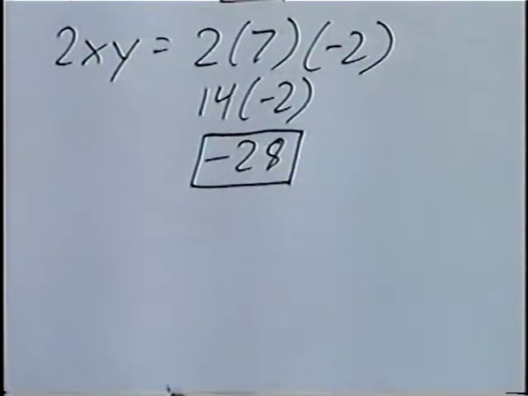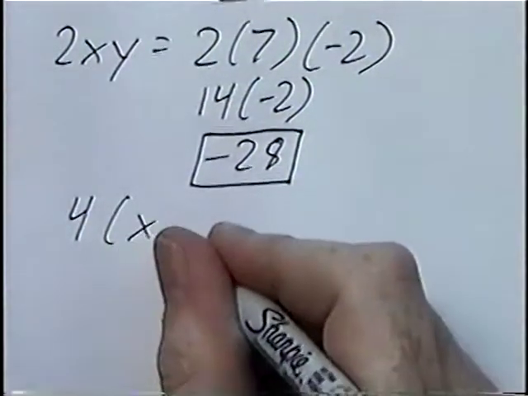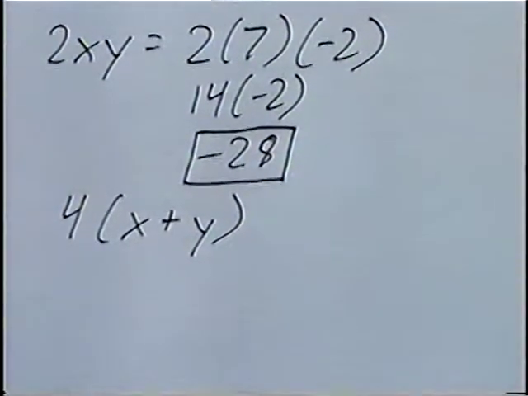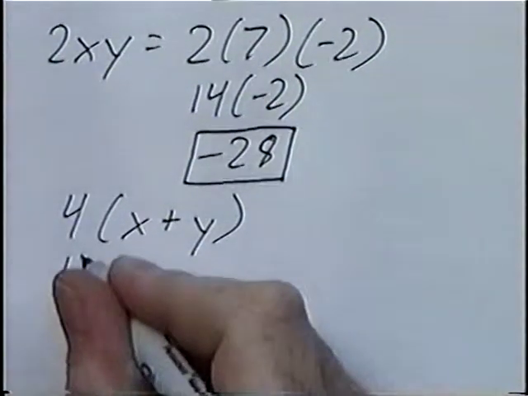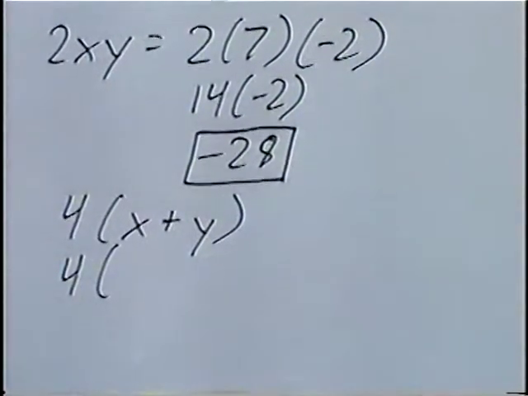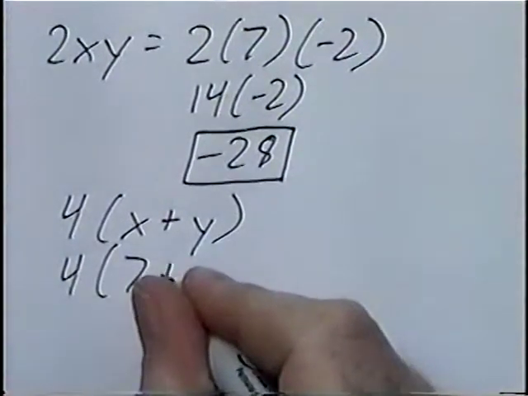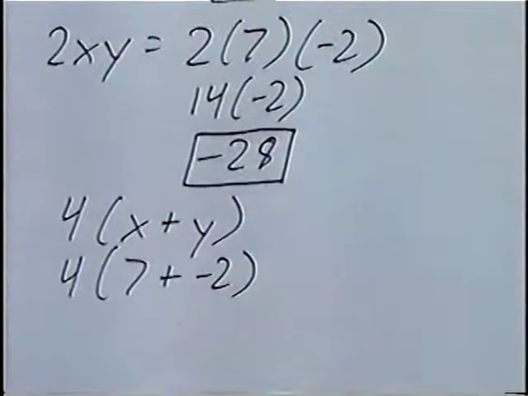And last question for this section is 4 and in parentheses x plus y. Again, the first step will be to plug in numbers for x and y. 4 would stay the same. In the directions, x is equal to 7 and y is equal to negative 2.